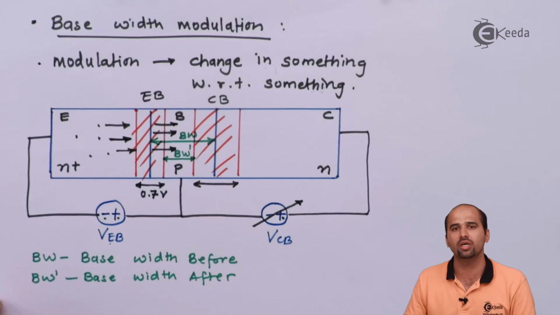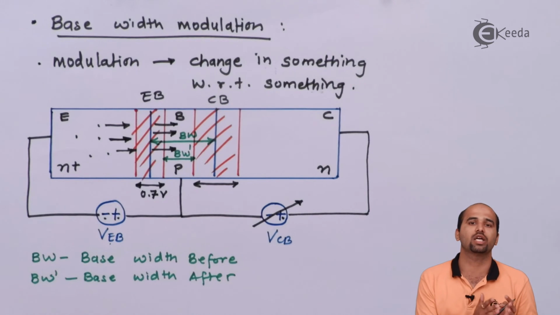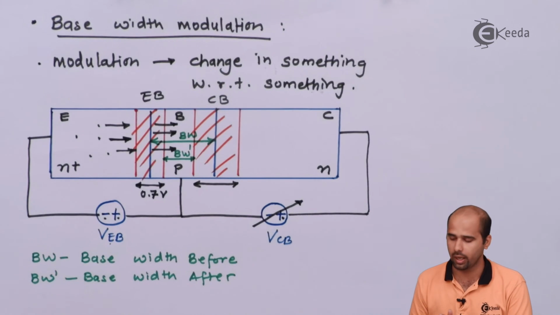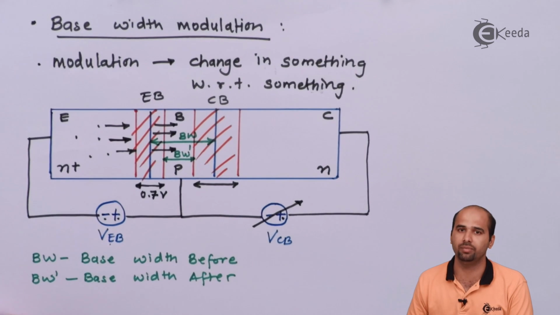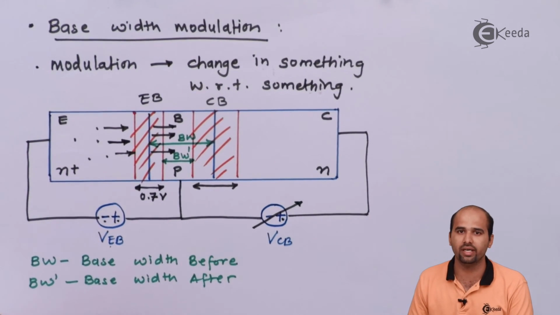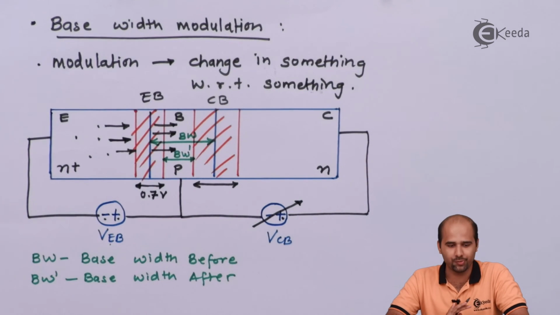In the next video we will learn the modes of operation of the BJT: common base operation, common emitter operation, and common collector operation. Okay, so that is nothing but the second working part of BJT that is included in the characteristics of BJT.